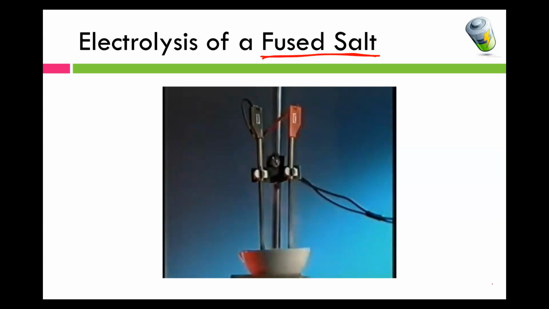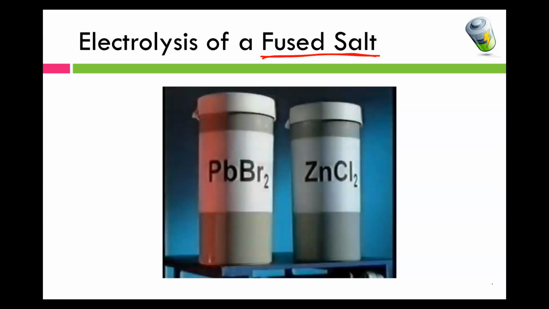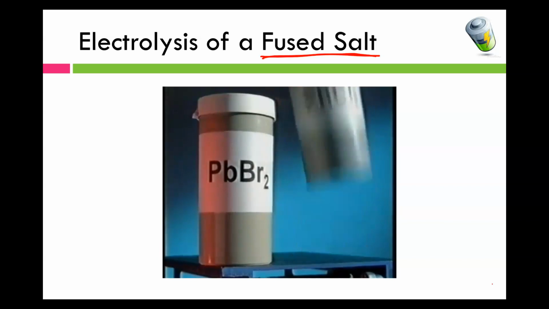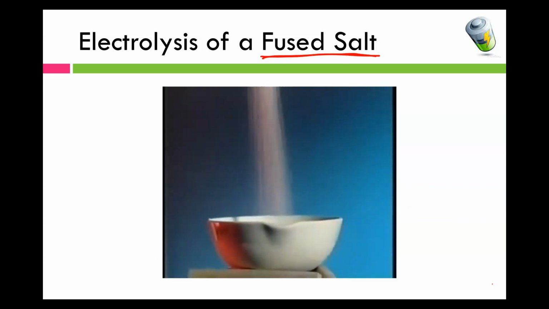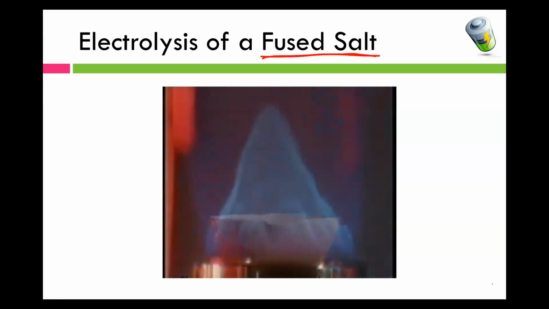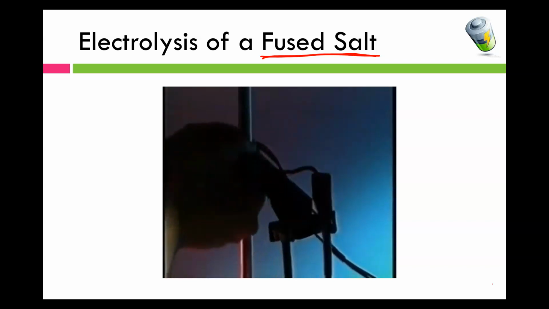Electrolysis of lead bromide only works when the compound is molten. Why doesn't it work when the compound is solid? Change the compound from lead bromide to zinc chloride and the products of electrolysis will be different. What would you expect to see happening when electricity is passed through molten zinc chloride?